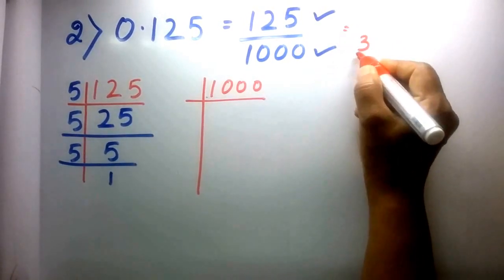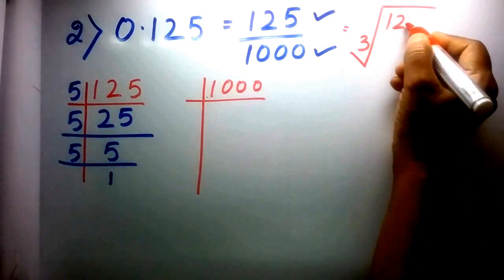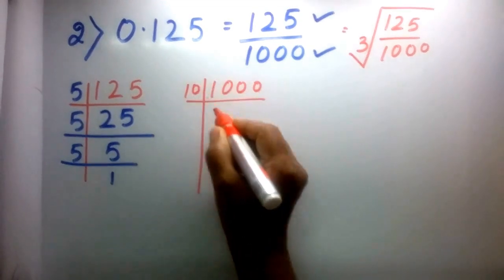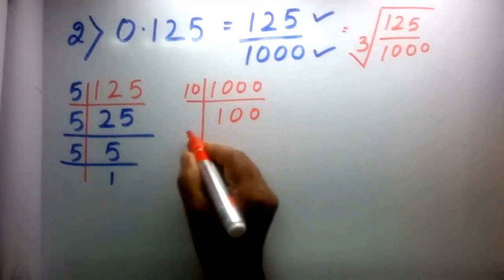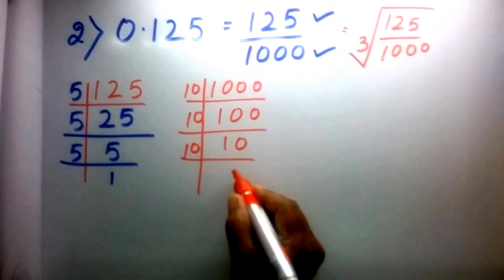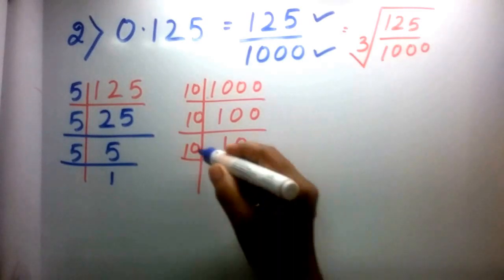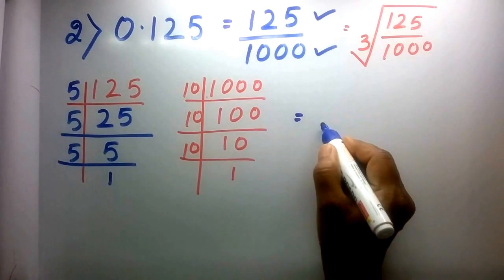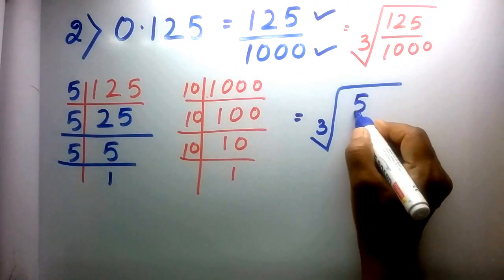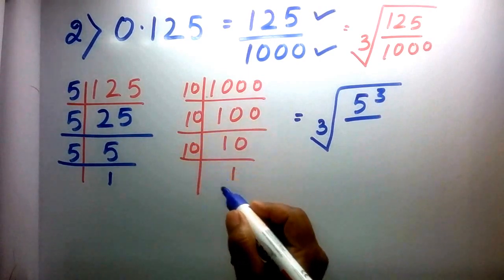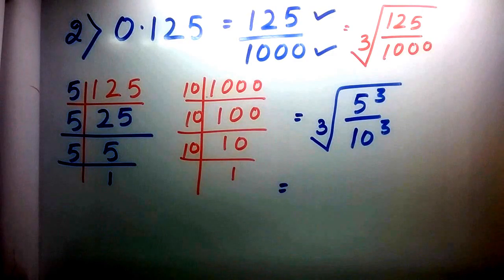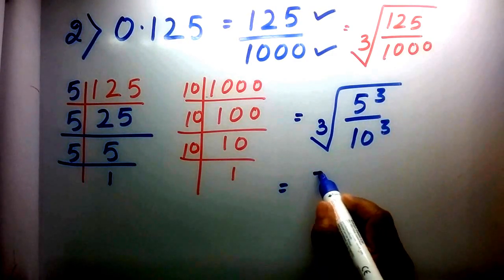Here it is the cube root of 125 upon 1000. You have to find the factors of 1000. You can write 10 ones are 10, 2 zeros, again 10 ones are 10, 1 zero and 10 ones are 10. So finally there are 3 tens. So you can write the cube root of 125 as 5 raised to 3 and 1000 can be written as 10 raised to 3. So for the cube root of the given number, because 5 appears 3 times and 10 appears 3 times, you can remove it out.